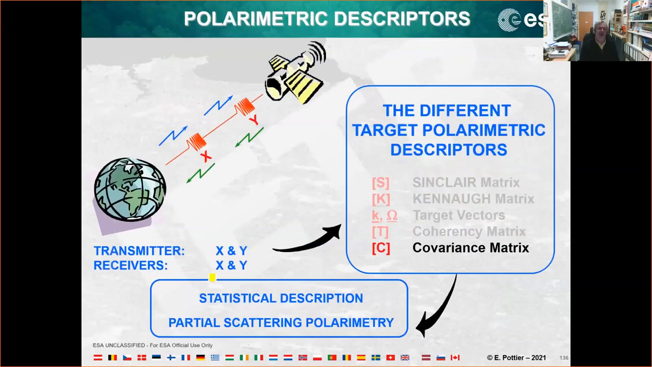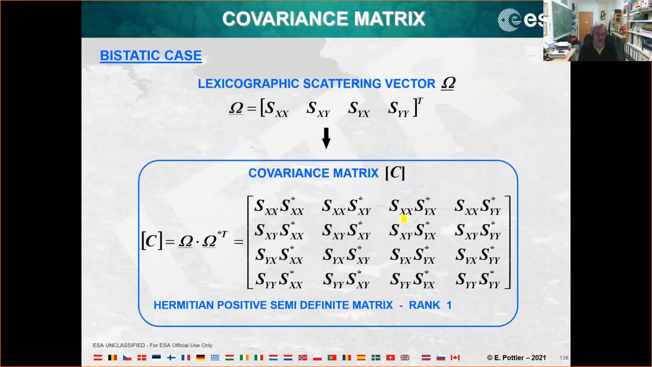And the last descriptor is another kind of matrix. It is the covariance matrix. We have seen that the coherency matrix is derived from the k target vector. So from a logical point of view, the covariance matrix will be derived from the second target vector, the omega vector. This is the definition of the covariance matrix. I'm going to apply also an outer product, using the conjugate of this vector. So by definition and by construction, all the elements of this covariance matrix will be independent of this absolute phase. So I can average all these covariance matrices, I can make any speckle filtering, any statistics, because I shall be independent of this random scattering phase.